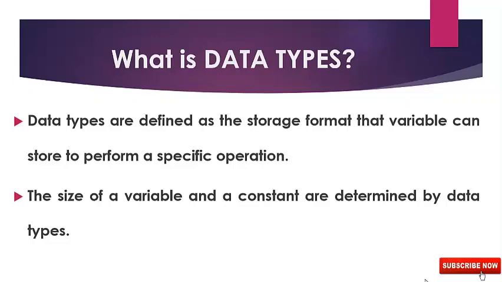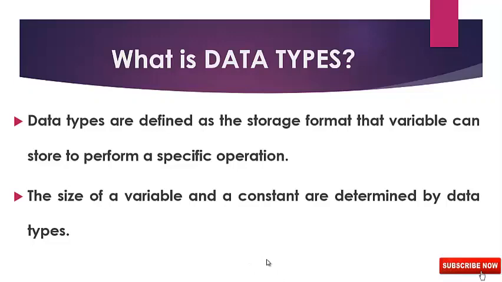Similarly, in Java, one must inform the compiler what type of data values will be stored in a particular variable. Each data type uses a Java keyword to be characterized. Data types are defined as a storage format that a variable can store to perform a specific operation. The size of a variable and a constant are determined by a data type. To utilize the maximum amount of memory, Java provides a large number of data types.